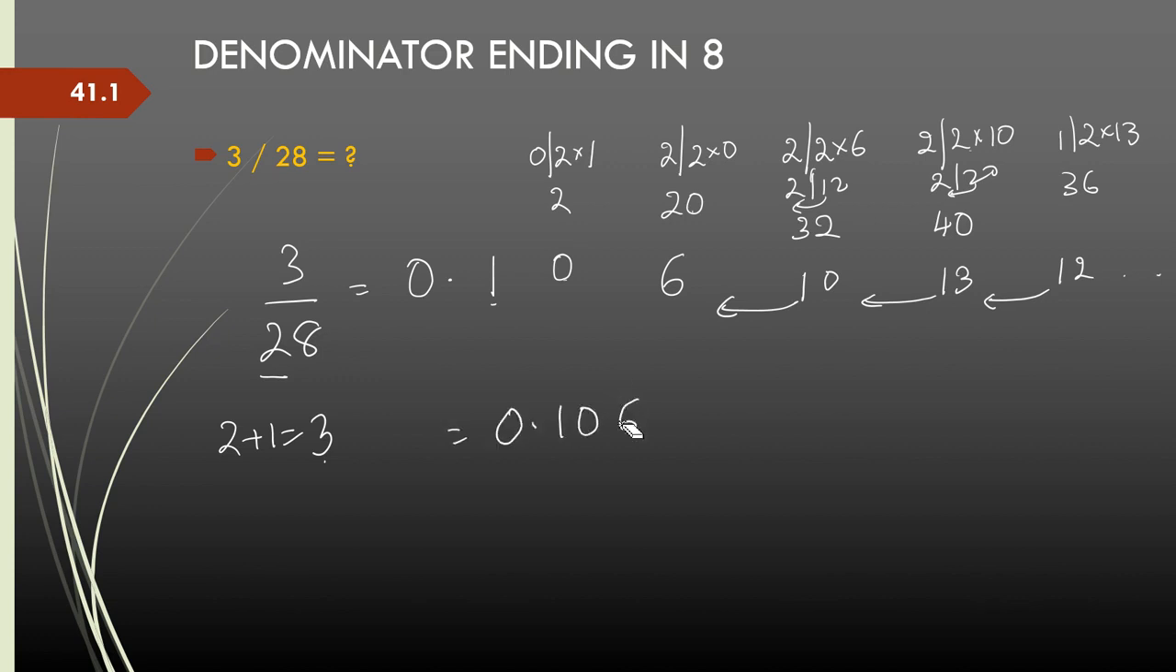So, the answer is 0.106, sorry, 0.10714 and so on, and it will continue. We can continue to as many decimals as we want. So, this is how, with the small adjustment of multiplying the previous quotient by 2 and writing it next to the remainder, and then dividing the resultant number with 3 again, we continue to divide with denominators ending in 8.